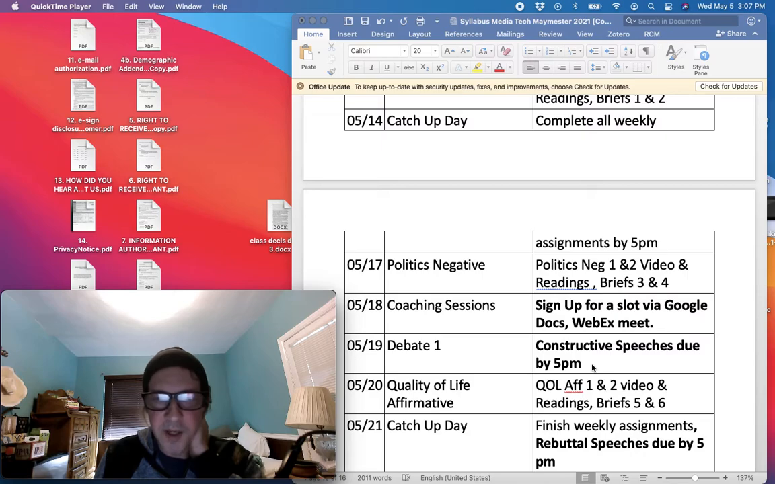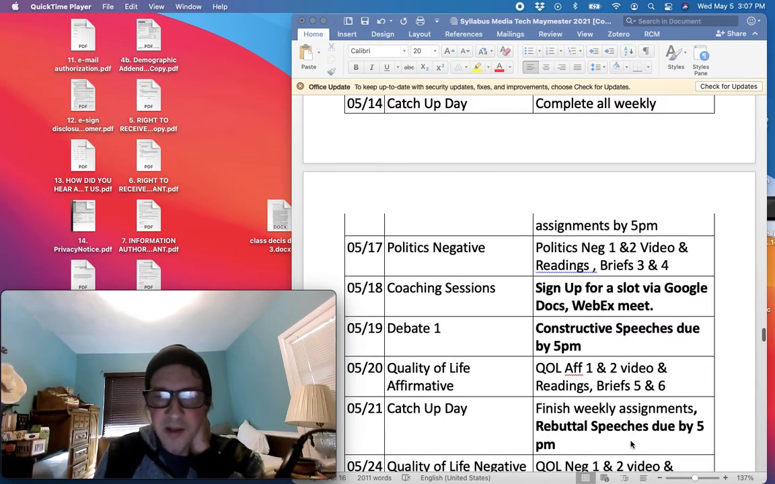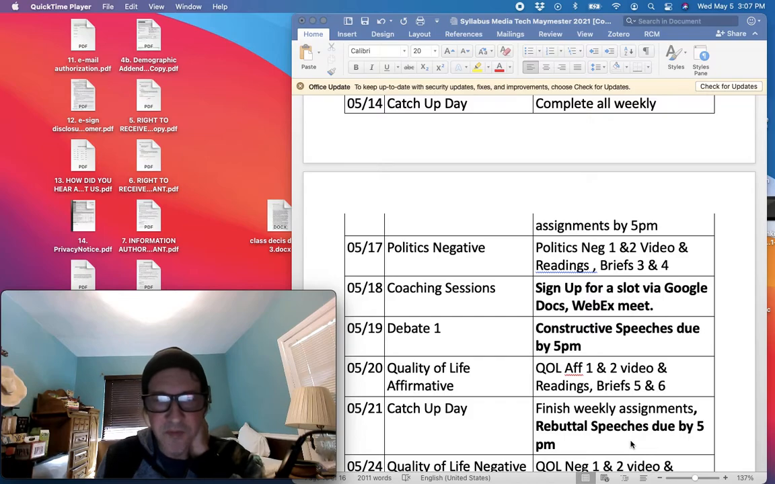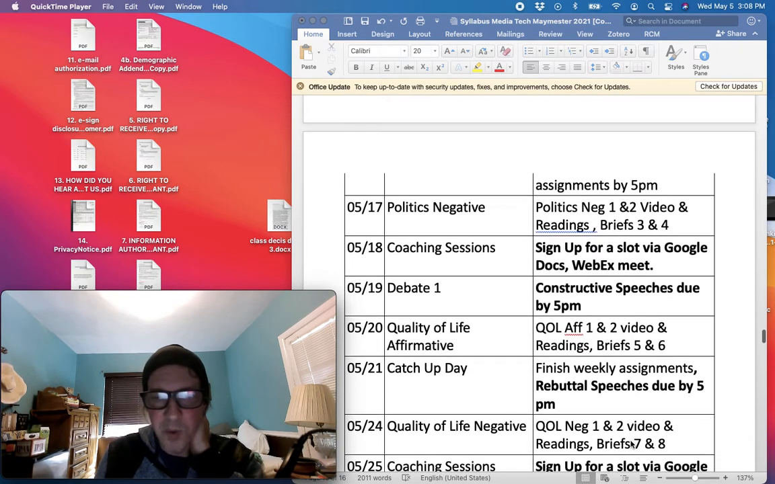Then the debate 1 day is Wednesday. Your constructive speeches are due by 5 p.m. on that Wednesday. And then if you're a rebuttal speaker, they'll be due by 5 p.m. on Friday, you can see. So be sure to check the debate schedule, which I will post in a couple days. I want to make sure we don't get any drops from the class before we go ahead and do that.